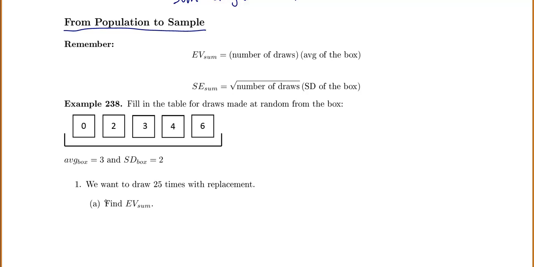So number one, now let's say we want to draw from this box 25 times with replacement. So A, let's find the expected value of the sum. Once again, I put the formulas up above. So the expected value of the sum is the number of draws times the average of the box.